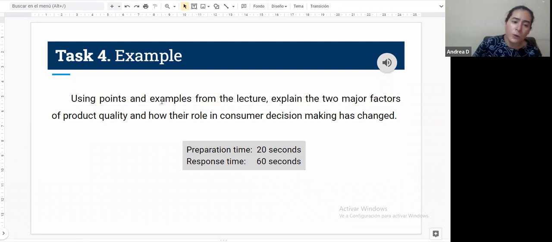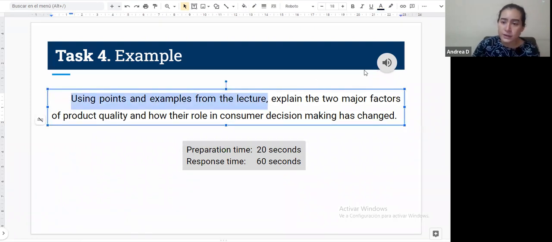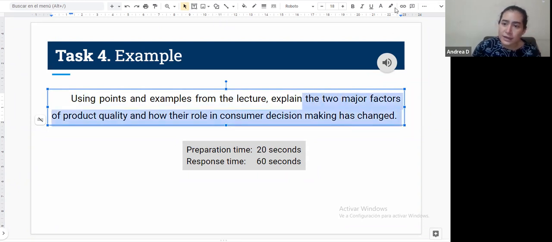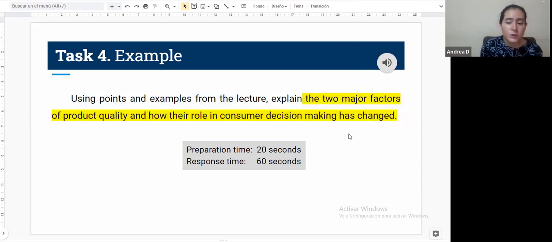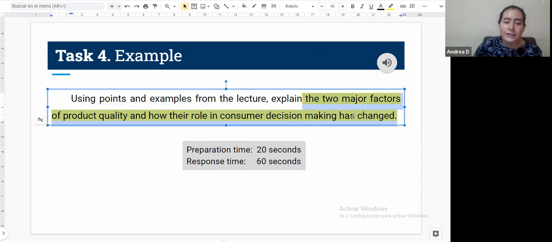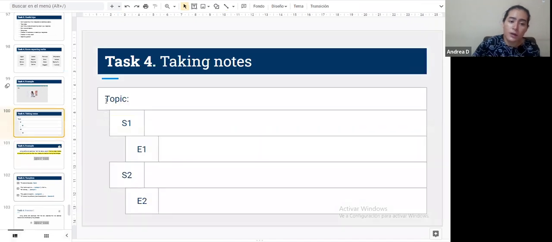So in the question you have using points and examples and so on. That doesn't matter because it's always the same. The important thing is what comes after explain. Explain something. So read that and use it, okay? Maybe you can even take notes about this. When you're preparing, that's what I would honestly do. Okay, so if we read, it says, explain the two major factors of product quality and how their role in consumer decision-making has changed. So that you have in the question, that is actually the topic, okay? And you can use that, you can copy and paste it in your response or in your notes. And that's what we're gonna do.